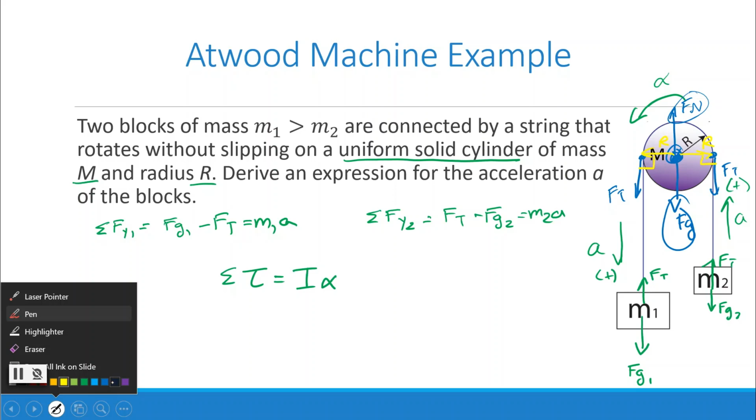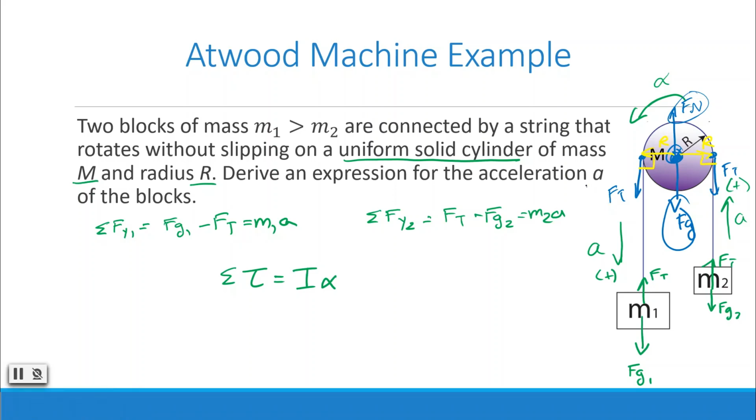If each of those strings is creating an equal torque, they are creating torques in opposite directions. If they have the same radius and the same tension, they will have equal torques in opposite directions, and there would be no net torque. And it would be impossible for that pulley to have an angular acceleration, which means the system would not move.